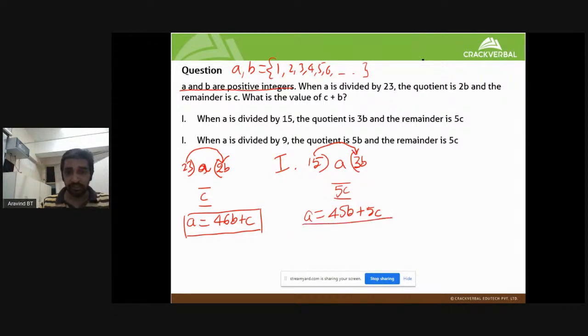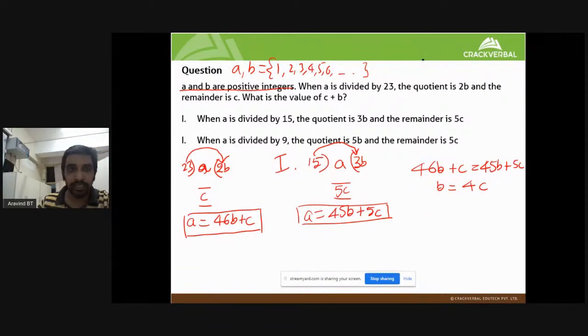But this is the same A, right? I mean, it's the same number. So what can we do? We can say 46B plus C equal to 45B plus 5C. So this gives us the relationship B equal to 4C.